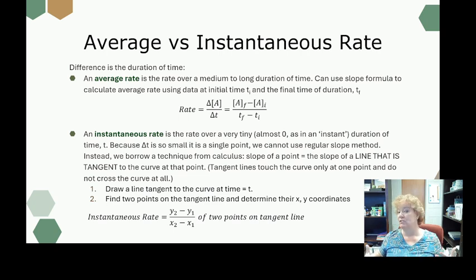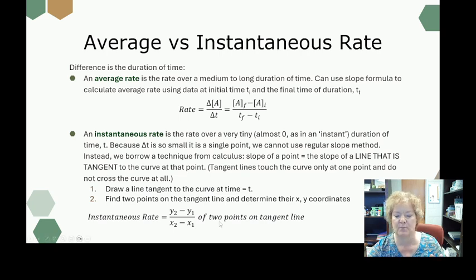So if we want an instantaneous rate, I have to graph it, and then draw a tangent line at the time point where I want to know the instantaneous rate. Then I'm going to find 2 points on that tangent line, and I can do the slope method, y2 minus y1 over x2 minus x1.